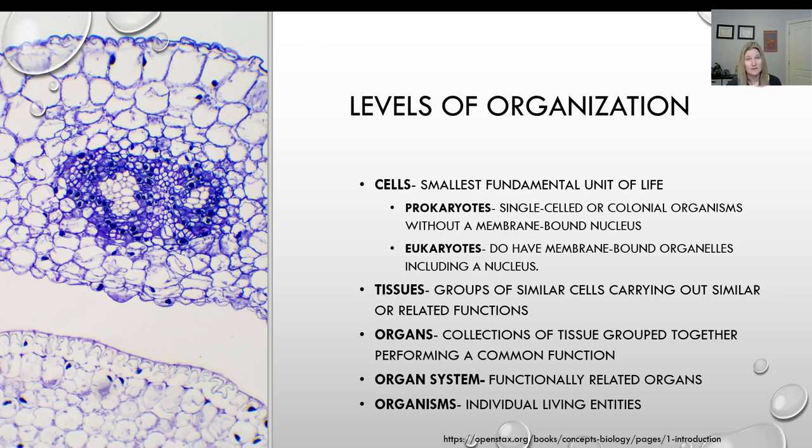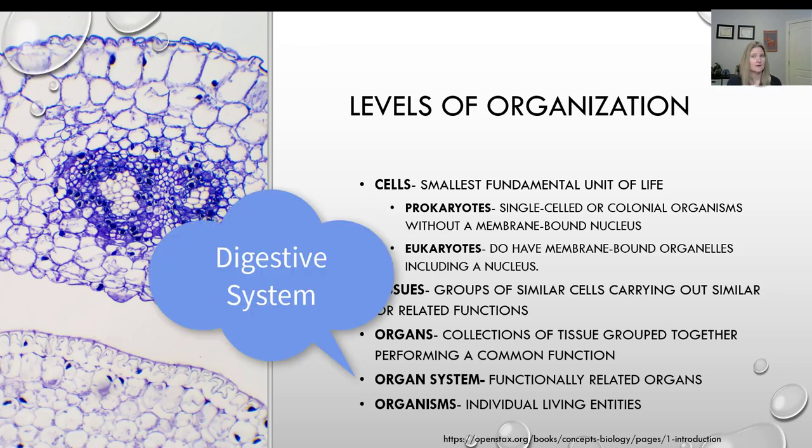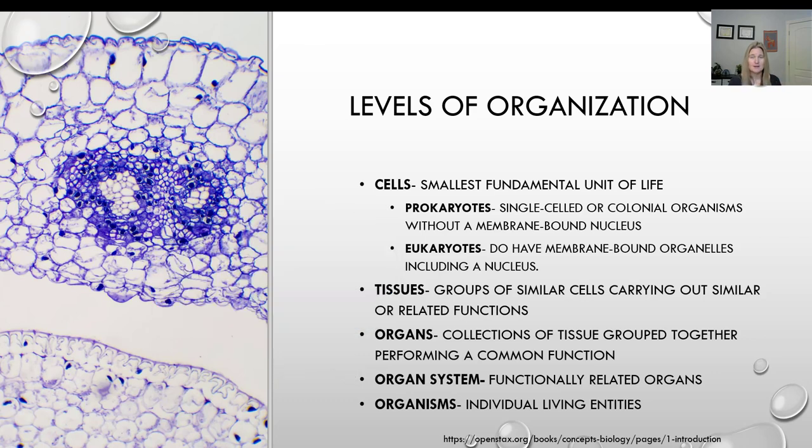Getting even bigger, we can study organ systems, which are functionally related organs working together for some purpose. For example, my digestive system is a collection of different organs that help me process the food I'm taking in and break it down into a usable form. Finally, we reach the level of an organism, an individual living entity. A human being, a squirrel, a cat, a tree are all examples of organisms.